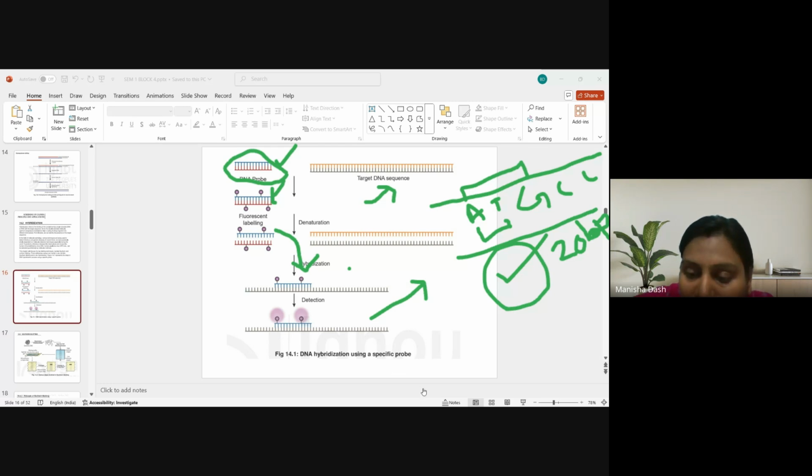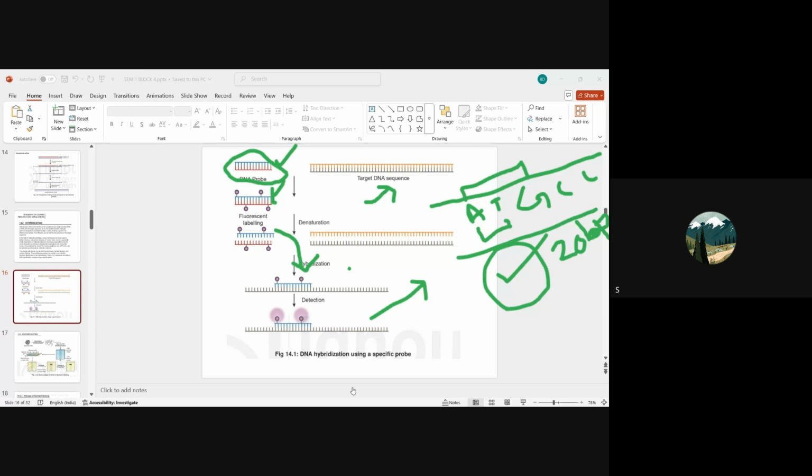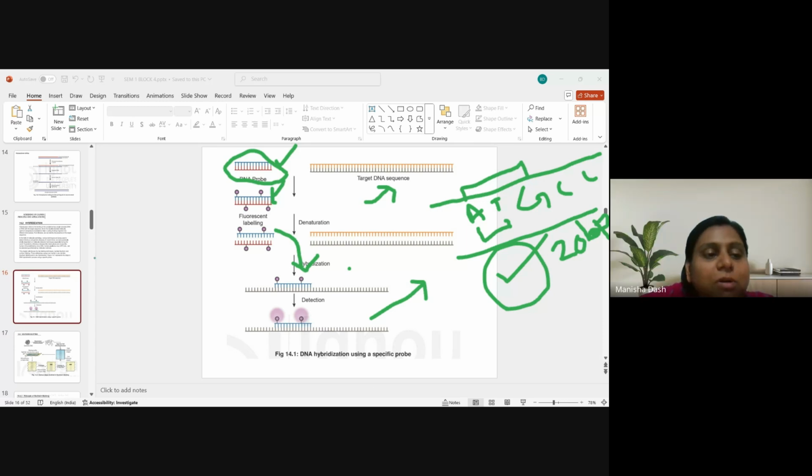Okay, madam, what is any other function of the probe? Probe, I told you, you are using the probe to see. For example, say there are thousands of locks lying there.